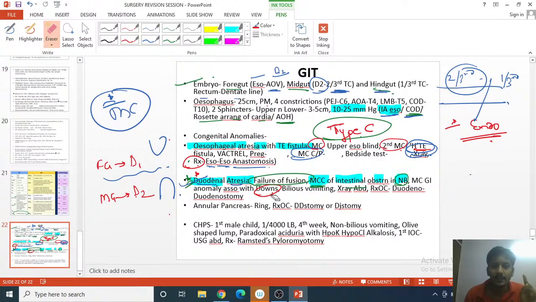Then moving further, clinical picture क्या होगा? There would be a bilious vomiting. कैसी vomiting होगी?